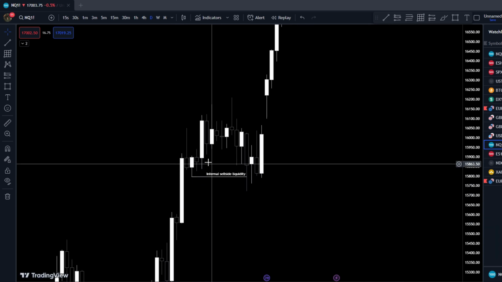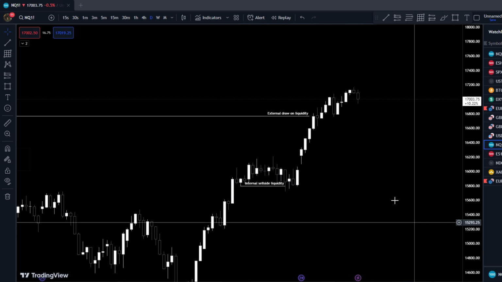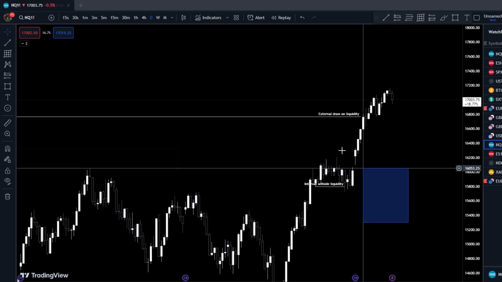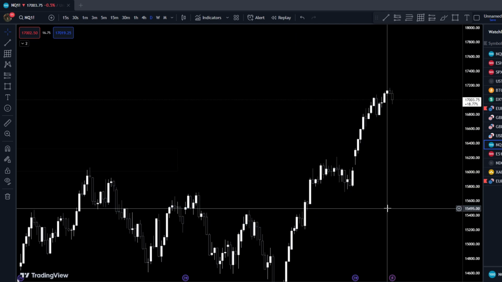With this internal sell-side liquidity being taken, we form the bias toward external liquidity. That's the main draw on liquidity. So what's the catch here? What's the tip?